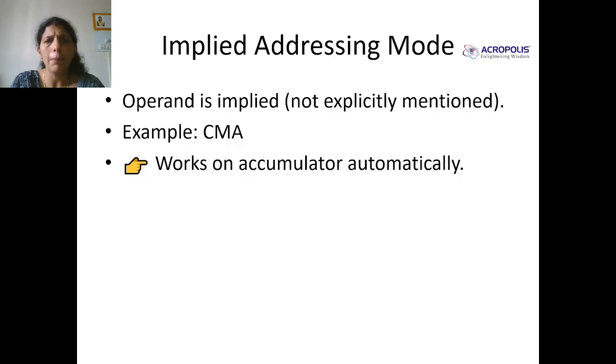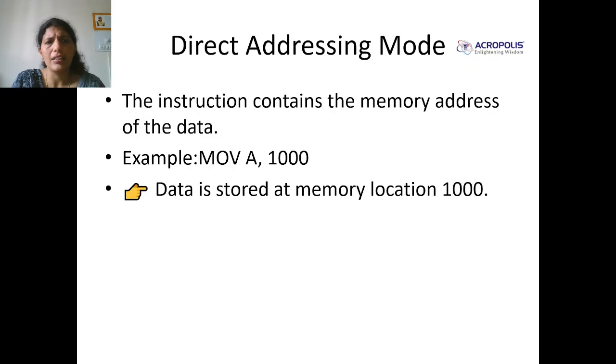Next one is the implied addressing mode. The operand is implied, not explicitly mentioned. What does it mean? CMA means complement. You don't have to mention any data. Here you want to change the already stored data, like complement that. It works automatically. If I say increment the value by 1, then it will increase the stored value by 1.